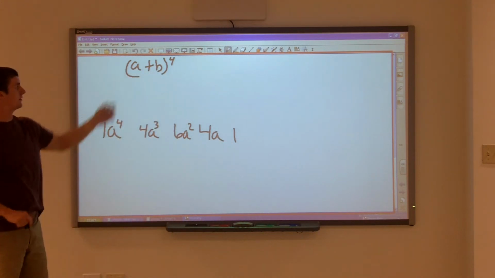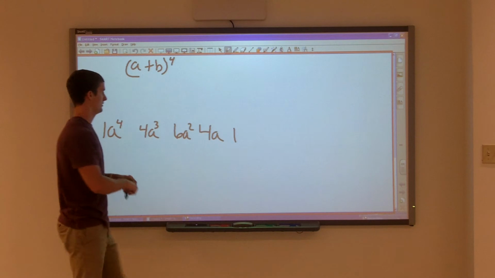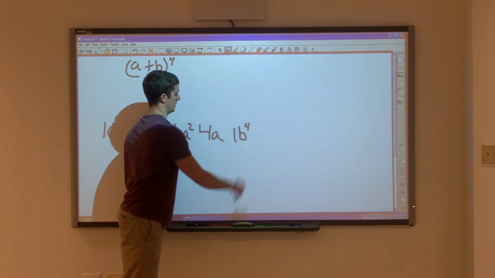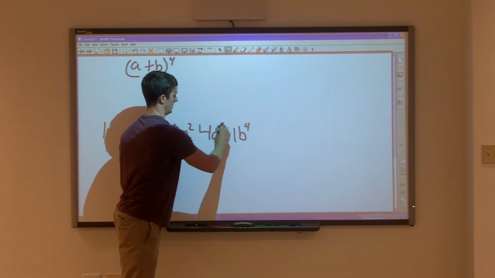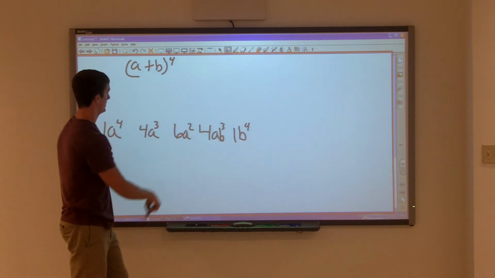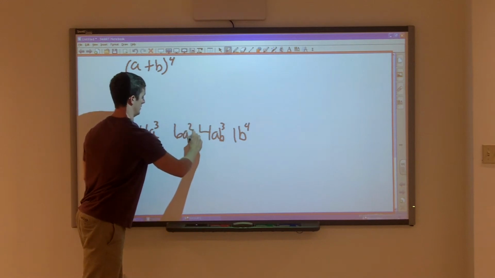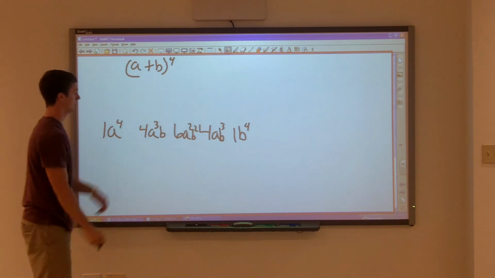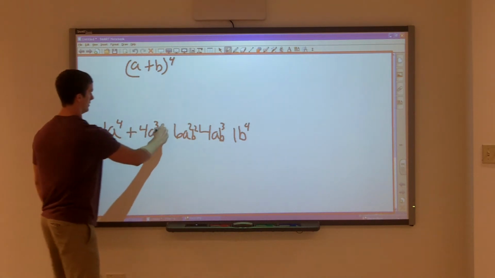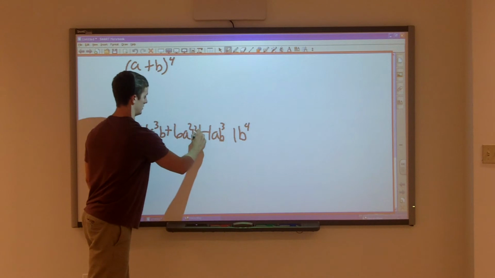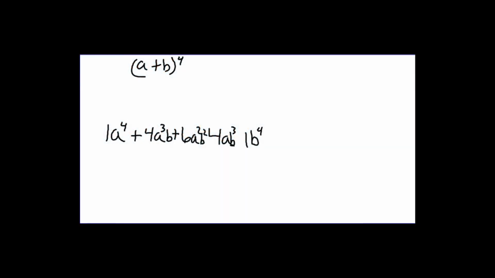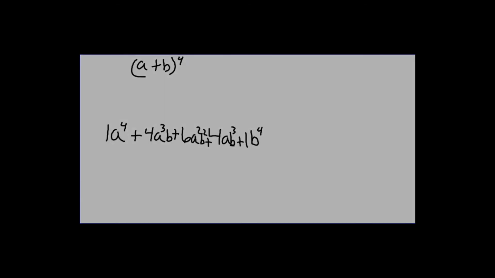Now, we work backwards for our second variable. So we'll have b to the 4th, b to the 3rd, b squared, and then b. Between each of these groups of numbers, we're going to add them together. So we can break each part down because it's kind of jammed in here to get our final answer.